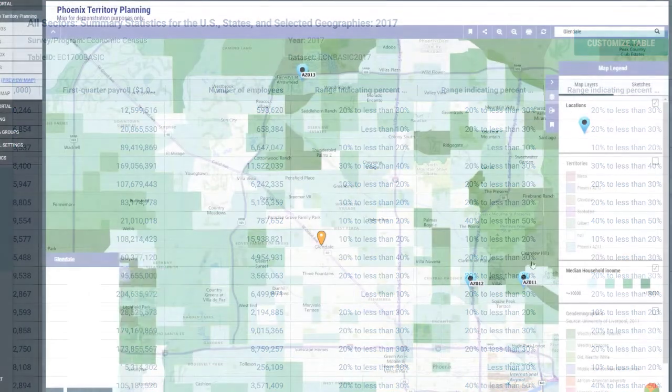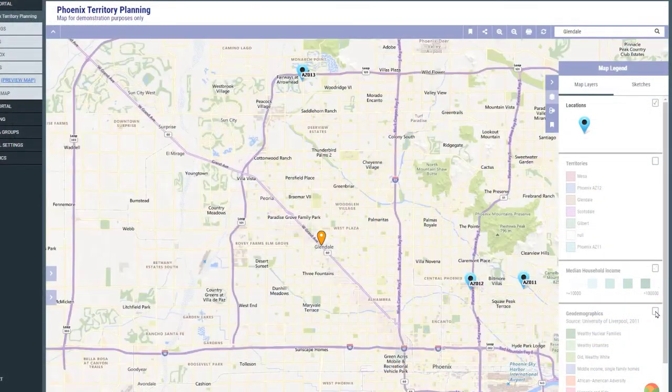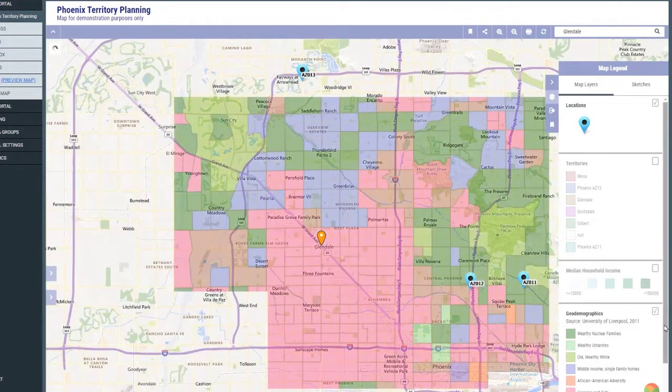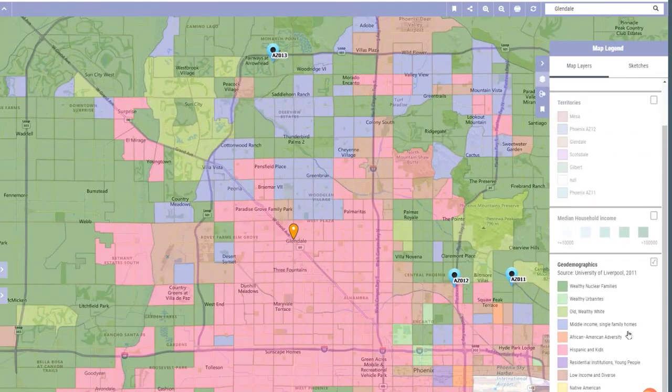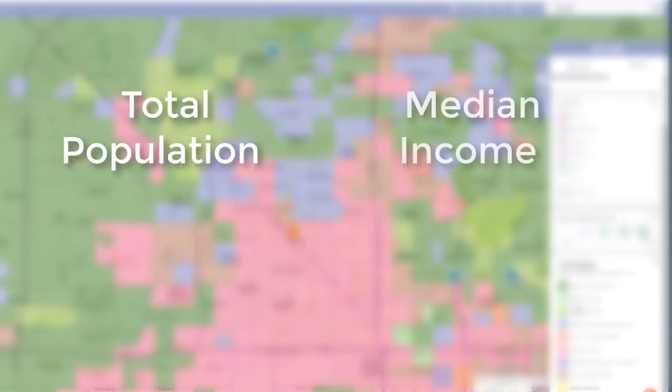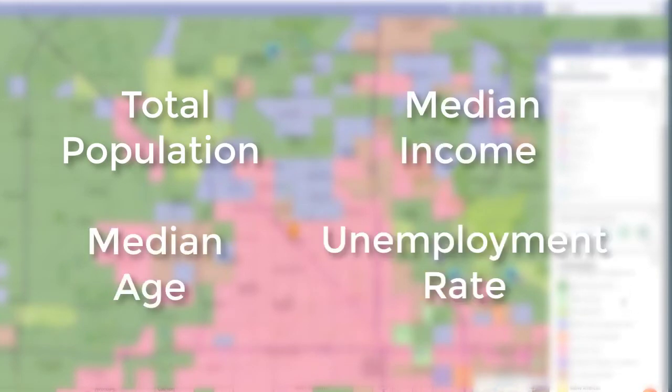Demographic information collected by population census typically includes a wide range of factors including age, income, employment, race, household characteristics, and so on. In fact, there is usually way more information than we need to plan territories. So it's usually a good idea to start with the core factors such as total population, median income, median age, and unemployment rate, and others as required.